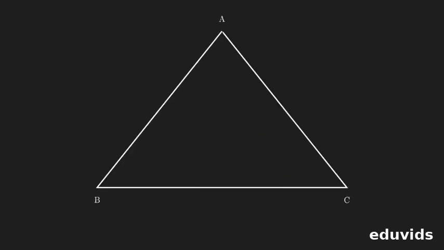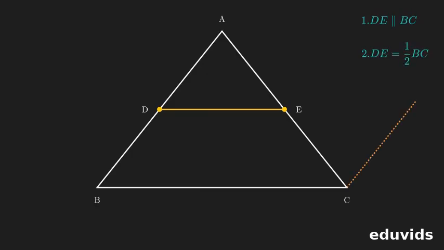First, consider triangle ABC. Let D be the midpoint of side AB and E be the midpoint of side AC. We want to prove that the segment DE is parallel to the base BC and that DE is half the length of BC. To begin the proof, draw a construction line from point C that is parallel to the side AB. Next, extend the segment DE until it intersects our new construction line at a point F.